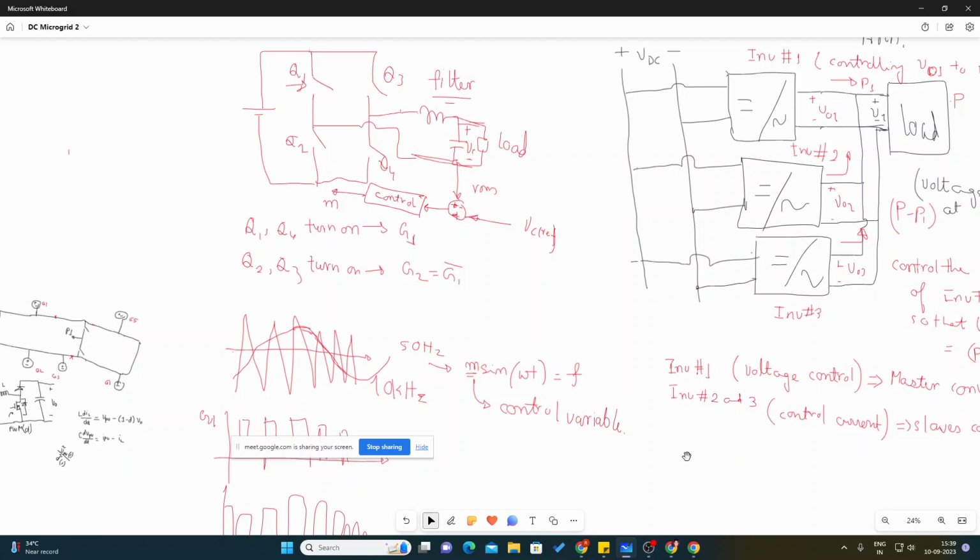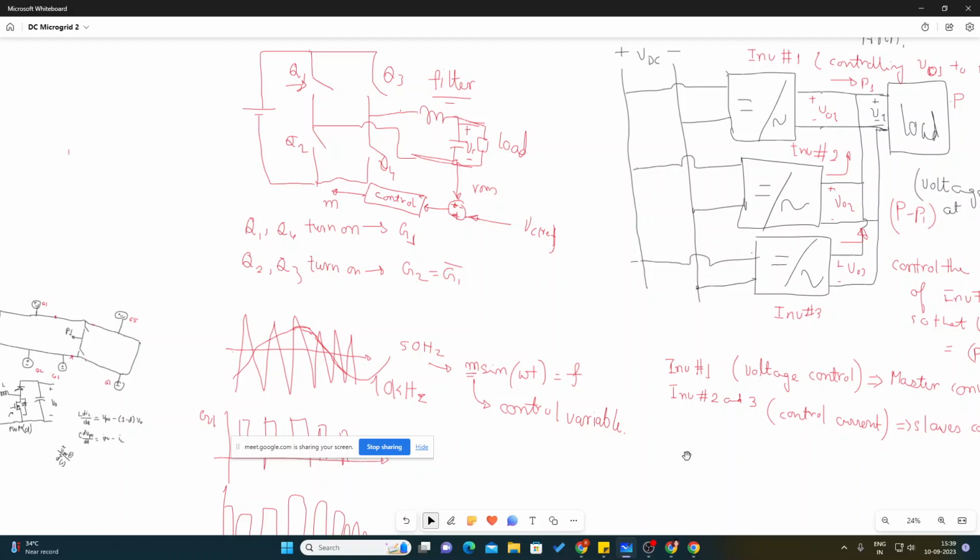Sir, if the master controller is not working, inverter 2 and inverter 3 will together work to supply the load, you said. Yeah, then it will operate as a current controller, right? So these two are operating in current control mode.